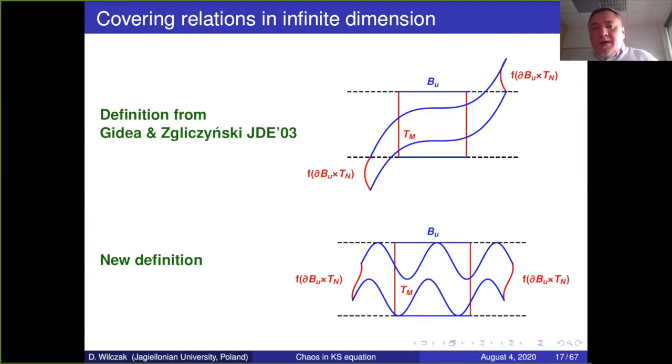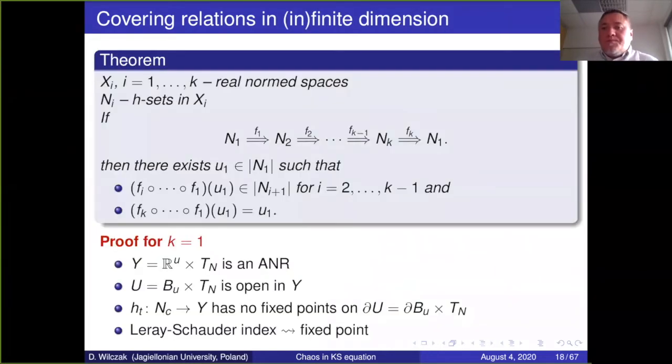Okay, so we have geometry, we have a mapping defined on some sets, and we have the definition of covariant relation. And this is the main theorem, which says that if we have a sequence of covariant relations from N1 to N1, and we can follow some intermediate sets, then there is a trajectory that follows those sets also, and this is a periodic trajectory. So we can start and end at the same point.